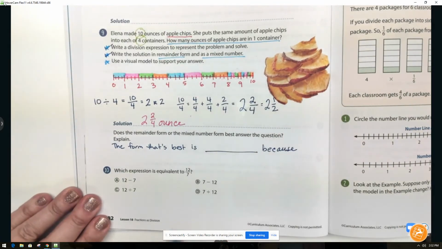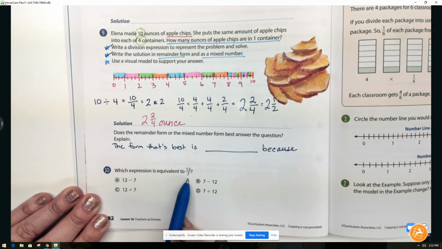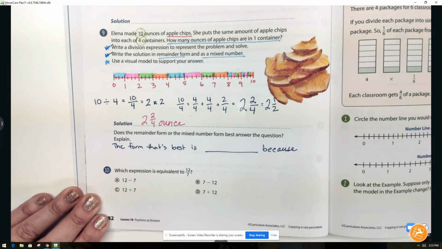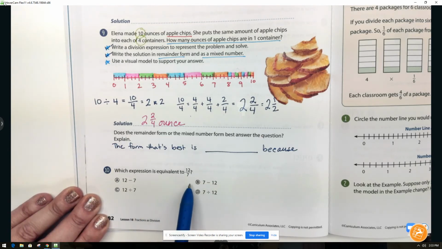Now for number 10, we want to know which expression is equivalent to 12/7. So remember that that bar in the middle of 12/7 means divided by. So which of these 4 expressions is equivalent or equal to 12/7? Go ahead and choose your answer now.